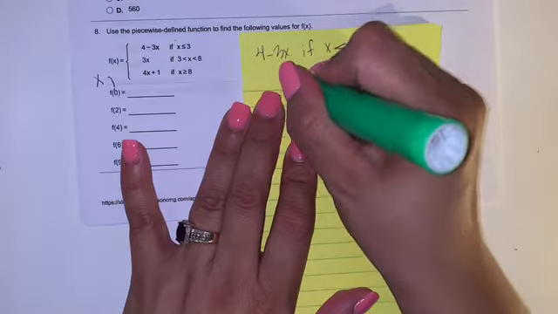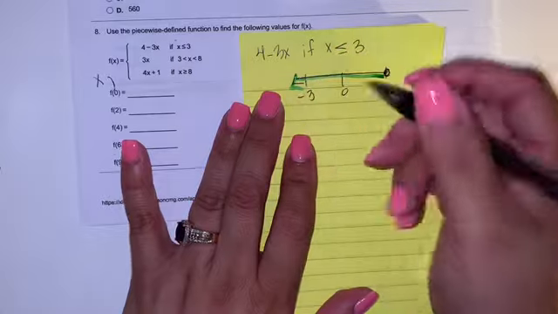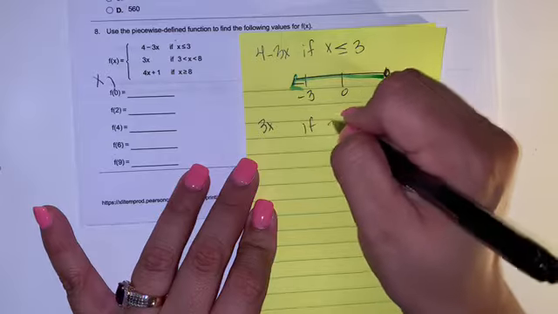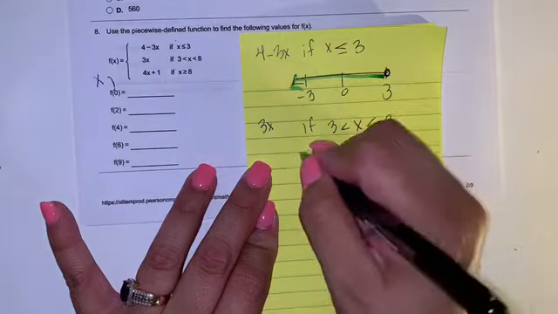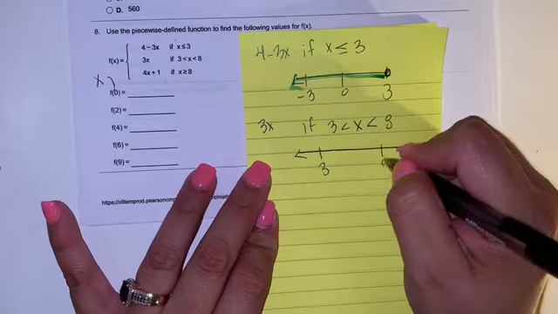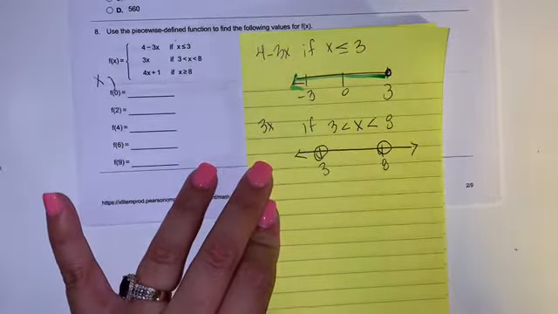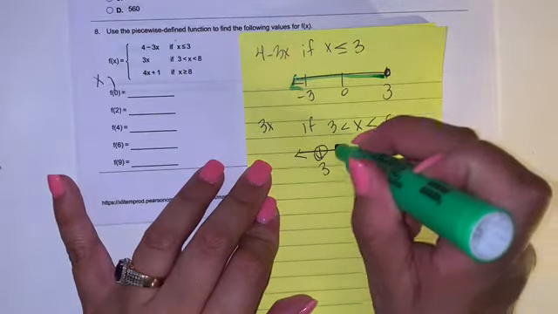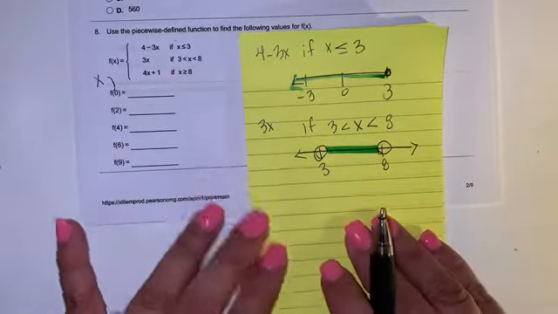So that's going to be everything to the left. So that includes like 0, negative 3, and beyond. Then 3x, if 3 is less than x is less than 8. This is a bounded number line. So you have 3 and you have 8. Neither one of these are included, so this is an open area, and then we're just gonna shade in between. So it's all the numbers in between. It's not just whole numbers, it's decimals and everything else.